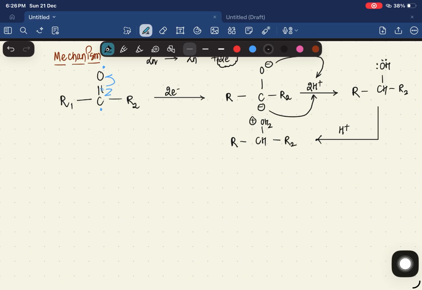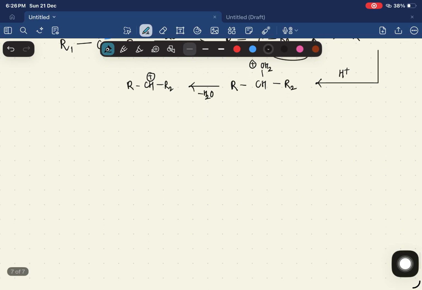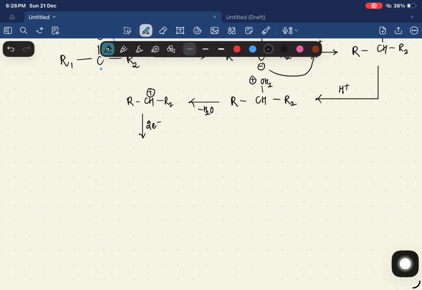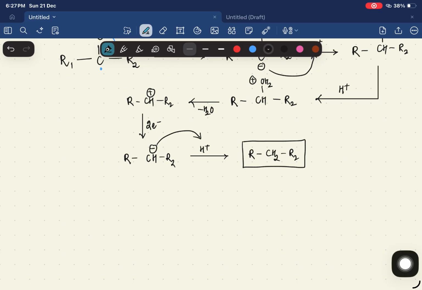Now we know that H2O is a very good leaving group, so H2O will leave, and then we will get RCH and R2, and a carbocation will be formed. After forming the carbocation, we will get this product like this: RCH, here a minus charge, and here R2. Now at the end, HCl is there, so H plus will react, and at the end we will be getting RCH2R2. Now this is the final product of this particular reaction.